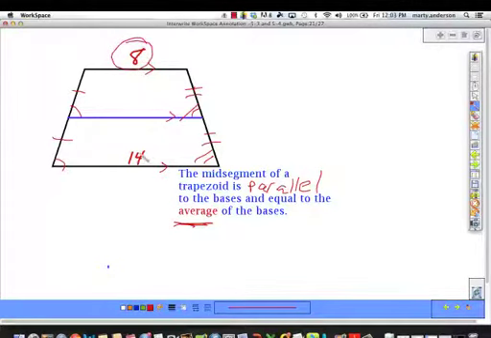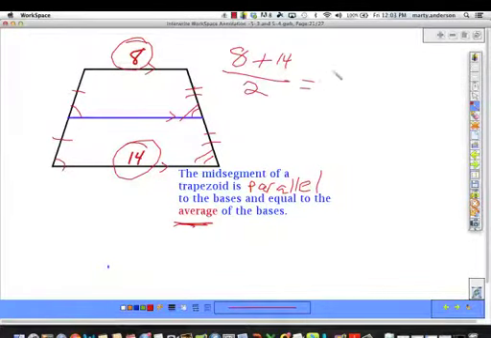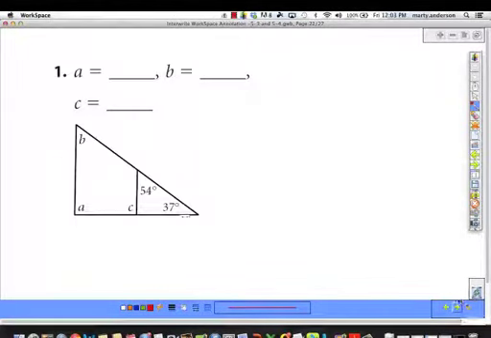Back to our initial, I got bases of 8 and 14. The average, how do we average two numbers? 8 plus 14 divided by 2. That must be about 22 divided by 2. 22 divided by 2 is 11. 11. Notice there's a difference of 6 there, which means we got to be 3 up and 3 back. A couple different ways we can do that problem, but in this case it's 11.